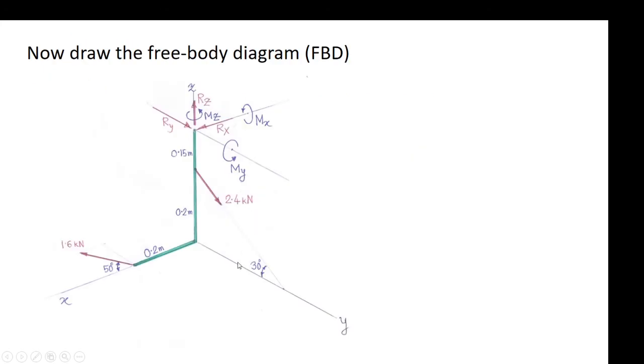Now draw the free body diagram. So I have drawn this bracket with green color here, and then the cable force at 2.4 kilonewton at 30 degree with the y-axis, and 1.6 kilonewton 50 degree with this axis. And there are reactions happening at the point here, Rx, Ry, and Rz in the positive directions of the x, y, and z axis. And also the reactive moments around the x-axis, around the y-axis, and around the z-axis. So these are the reactive moments.